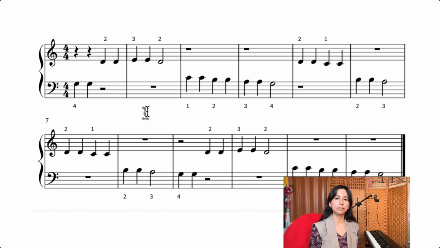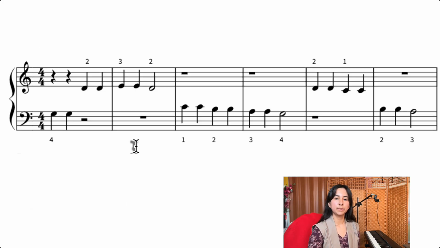So now let's look for steps, skips, and repeats in some sheet music. In this first example, let's look at the treble clef line. Right here we have a D, and then our next note is a D. So we have a repeat right here. Our next note is a line, so it's moving stepwise. We have an E as our next note. So going from D to E is an example of a step.